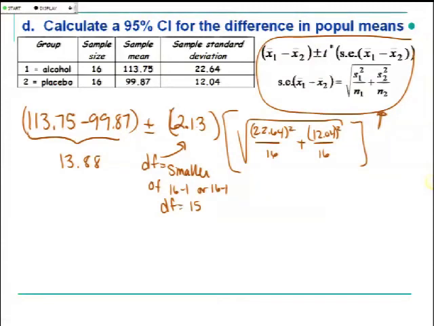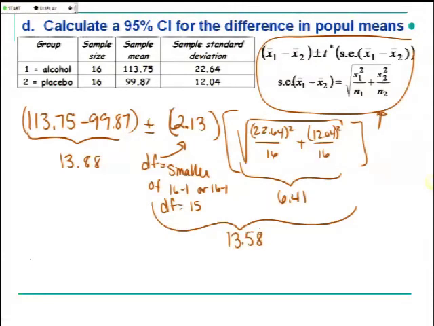2.13. And putting that all together, let's see, the standard error would turn out to be 6.41 just for that intermediate step. The full margin of error, the full plus or minus part, ends up being about 13.58. So going 13.88 plus or minus this 13.5 gives us our range of reasonable values for our difference in our population means. It starts out at about 0.3 and goes all the way up to 27. There's our range of reasonable values for this difference in population means.